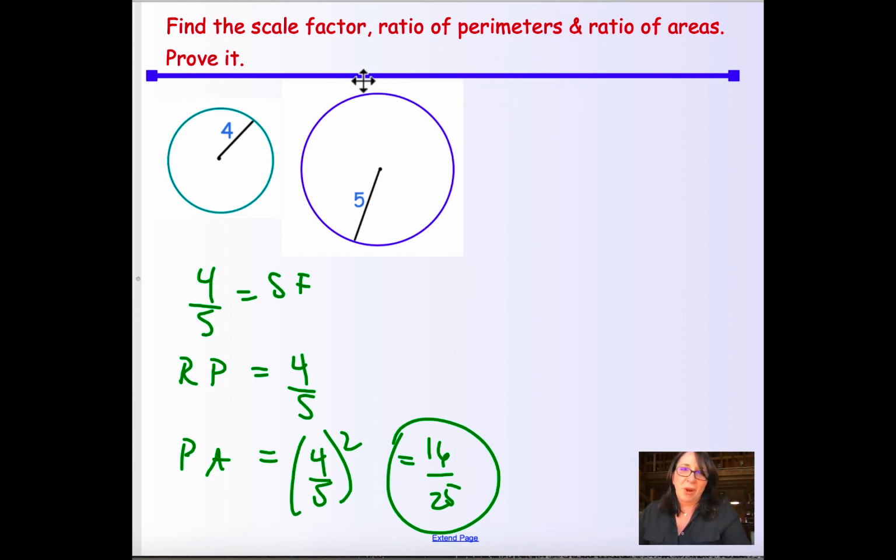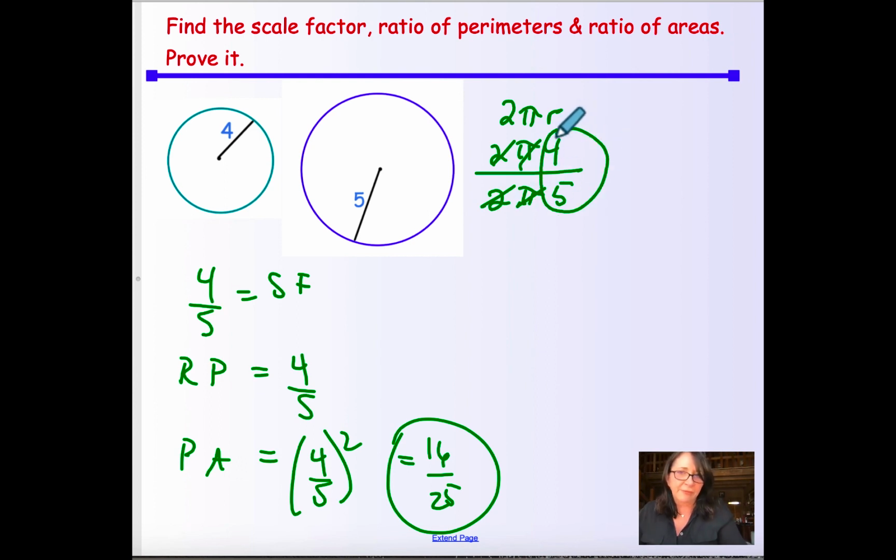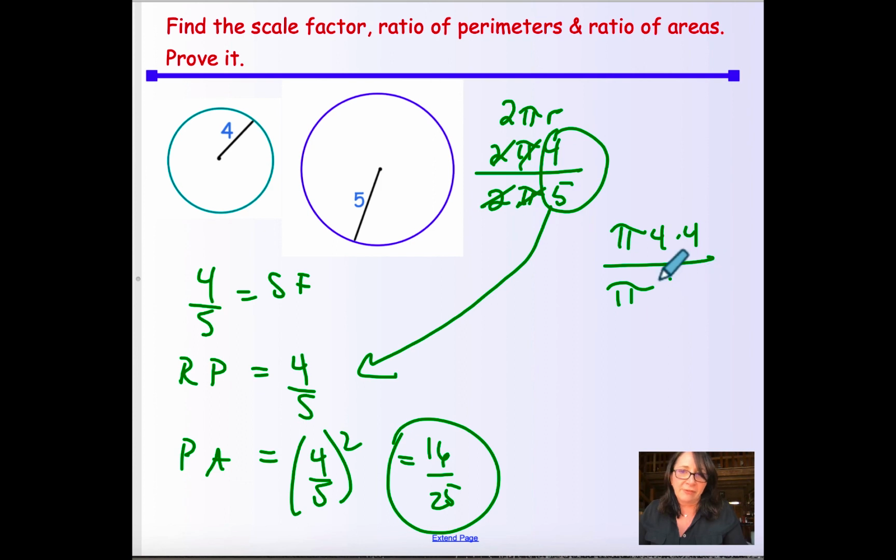So prove it. If I wanted to prove it, scale factor is just comparing your ratio of radii. Check, we did that. But the perimeter is 2 pi r for a circle. So 2 times pi times 4 over 2 times pi times 5. The 2's are going to cancel, the pi's are going to cancel. I'm left with 4/5. That's my ratio of perimeters, which in a circle is my circumference. Then my ratio of areas is pi r squared, 4 times 4 over pi, 5 times 5. The pi's are going to cancel. I get 16/25, proved.